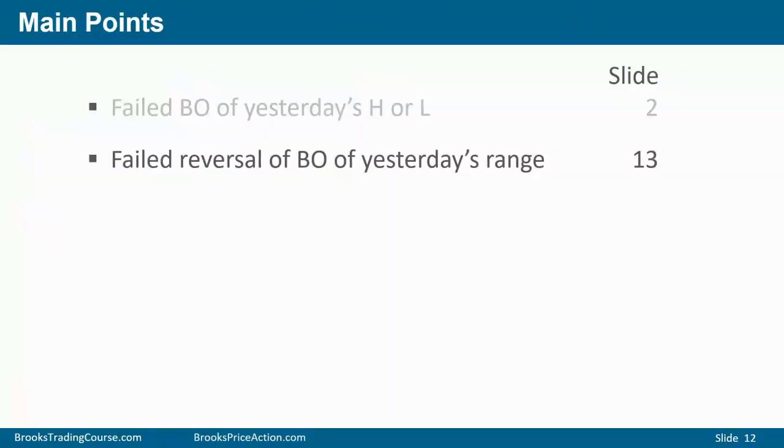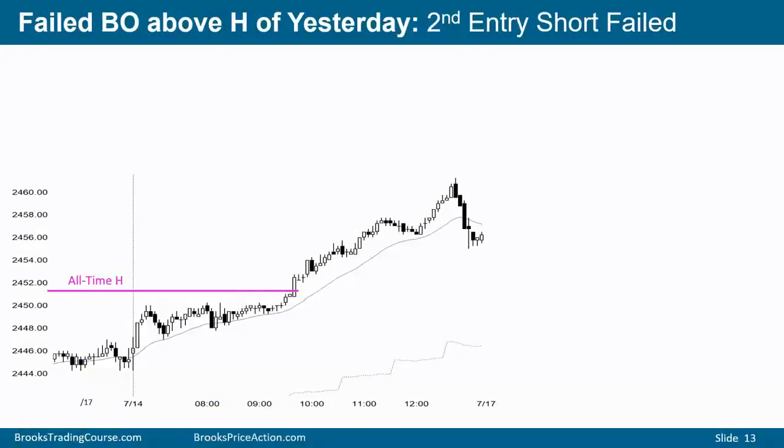I said that sometimes the market will break out above yesterday's high and reverse down, and then the bulls buy the reversal and the bull breakout resumes. So there's a failed reversal of the breakout of yesterday's range. And the same can happen at the bottom. You can break below yesterday's low, try to reverse up, but that reversal attempt fails and the bear breakout resumes and the day becomes a bear trend. Every pattern can fail, and you should be aware of how a failure looks.